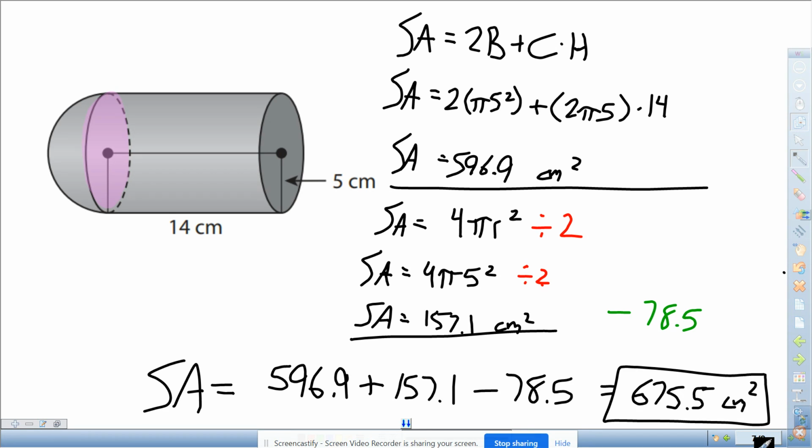Just something, by the way: if I had noticed that this was not part of my surface area at the very beginning, when I went to find the surface area of this cylinder, instead of doing 2 times the area of the base, which gets us the areas of this base and this base, I could have realized I only want one of the areas of the base. I could have just done capital B plus circumference times height. But I didn't want to confuse you guys by doing that.